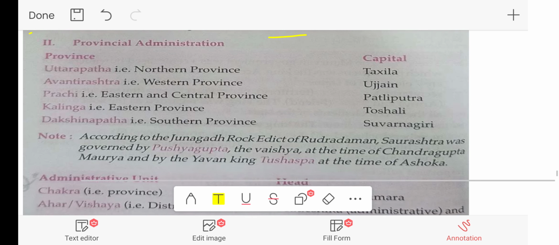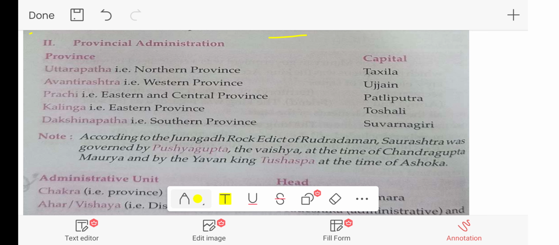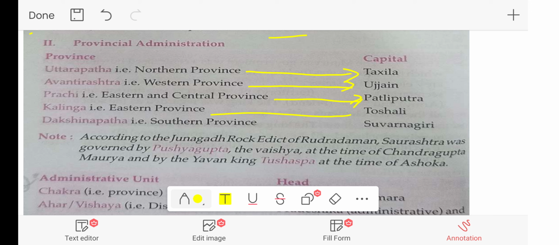Next, we'll read about provincial administration and their capital. So the province and the capital. Uttarapatha, that is northern province. Its capital was Takshila. Avantirashtra, that is western province. Its capital was Ujjain. Next, Prachi, that is eastern and central province. Its capital was Patliputra. Kalinga, that is eastern province. Its capital was Toshali. Last, Dakshinpatha, that is southern province.